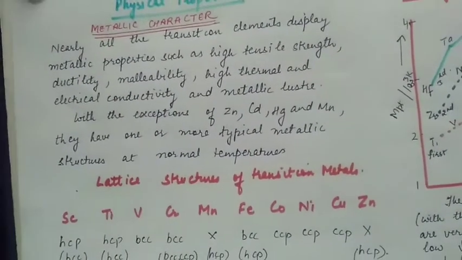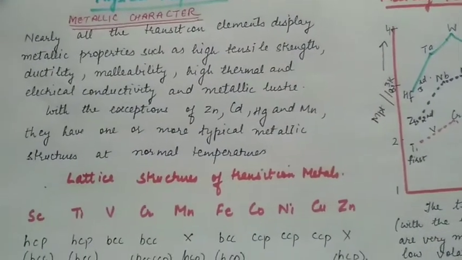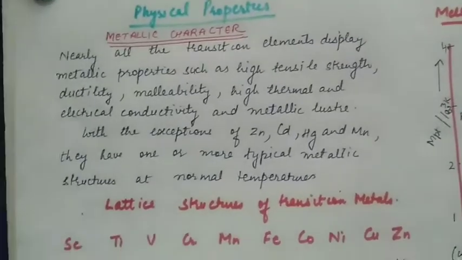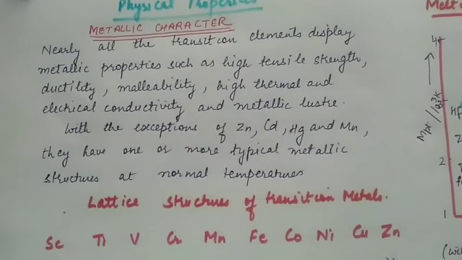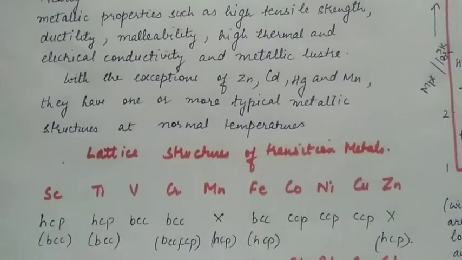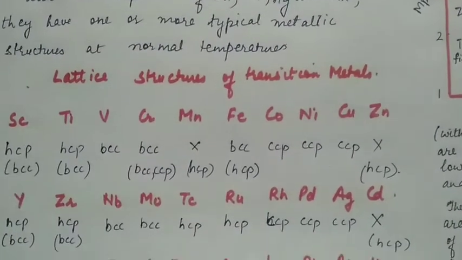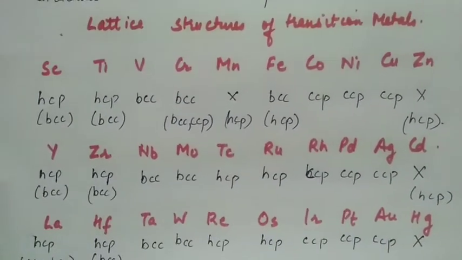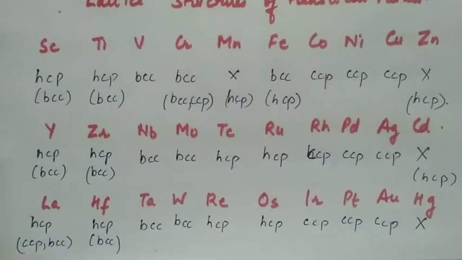They have high thermal and electrical conductivity, and they have metallic luster. All these are typical metallic properties of metals. So D block elements are also showing these properties. You can see the lattice structure of different transition metals. They exhibit one or more typical metallic structures.